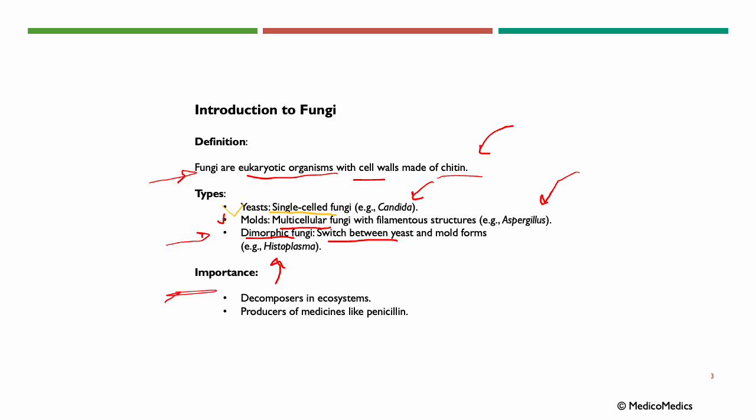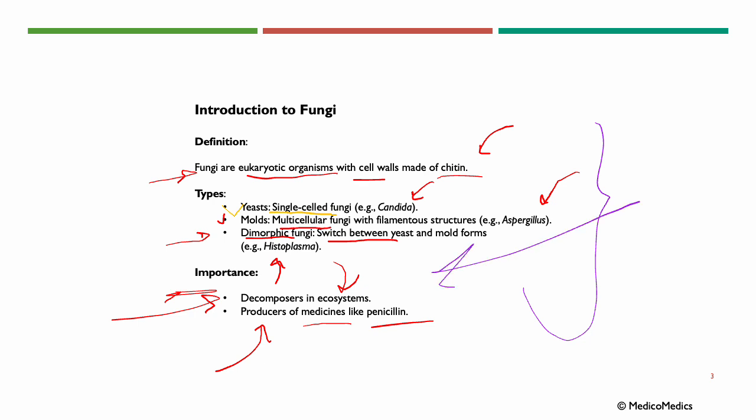Now, why is this important? Because these are decomposers in ecosystems, and they are producers of medicines like penicillin. So all in all, fungi are like recyclers of nature. They're breaking down dead things, and they come in different forms, like single cells, yeast, or filaments, molds, and some of them are used to make medicine, others may cause infections.